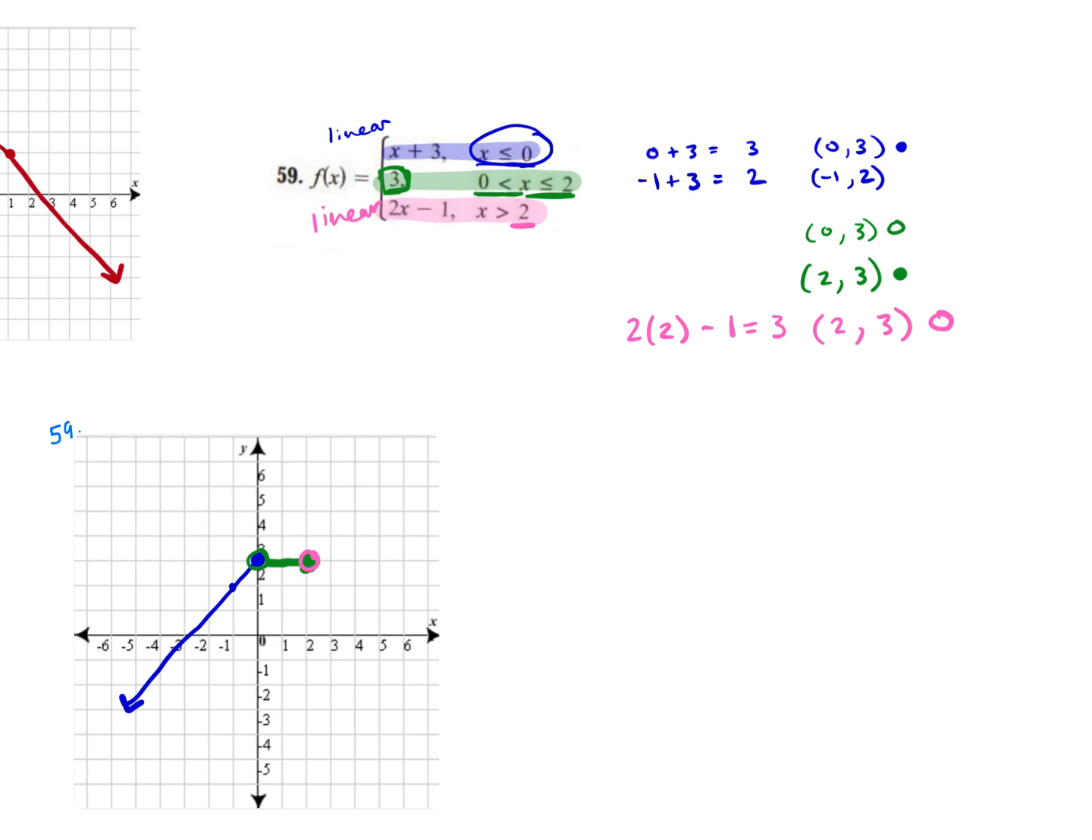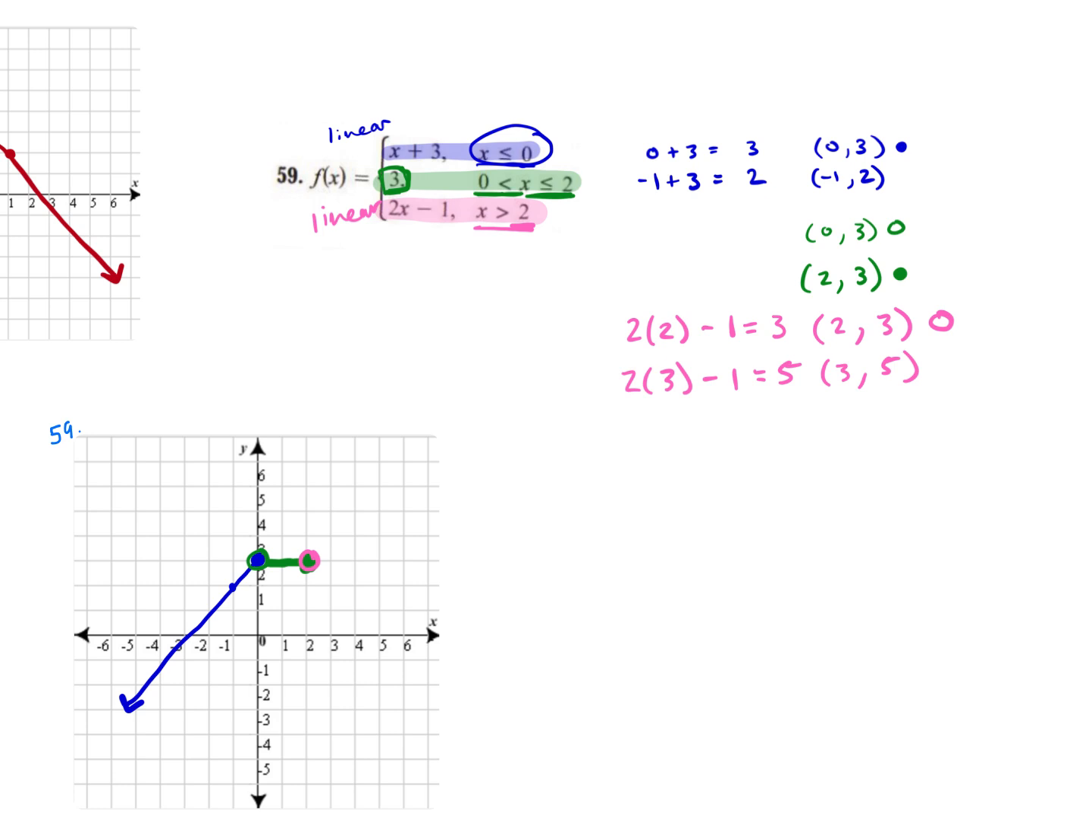What should we plug in next? What should we plug in to give us direction? Sure, anything that is greater than 2. So let's plug in 3. So we have 2 times 3 minus 1. 2 times 3 would be 6. Minus 1 is 5. So we plugged in 3 and got 5. So our point's 3, 5.